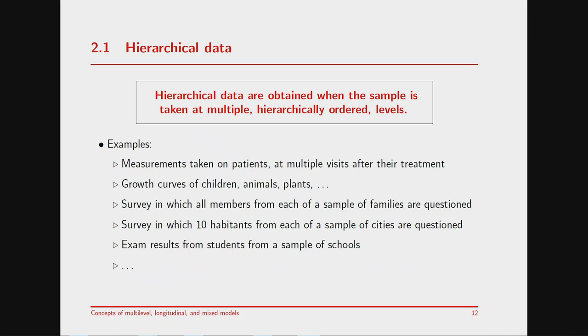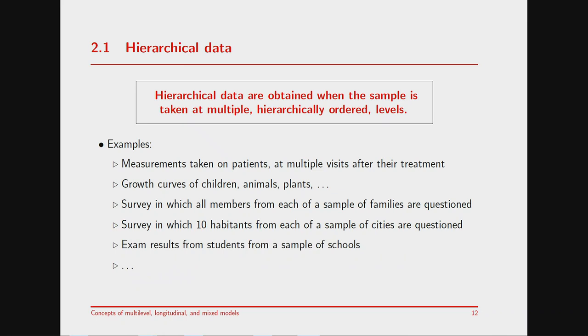But these data are ordered. There's a hierarchical structure because you have your sample of patients that was taken from a population of patients, and then within each patient you have 5 measurements. That's what we mean by hierarchically ordered levels. And here there would be 2 levels. You have the level of the patients, and then you have the level of the measurements within the patients. One is nested within the other in this example. So that would already fit within this general definition.